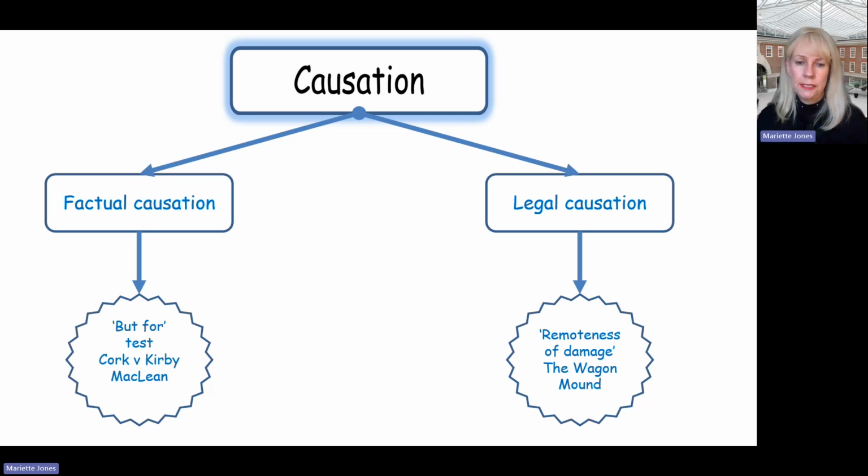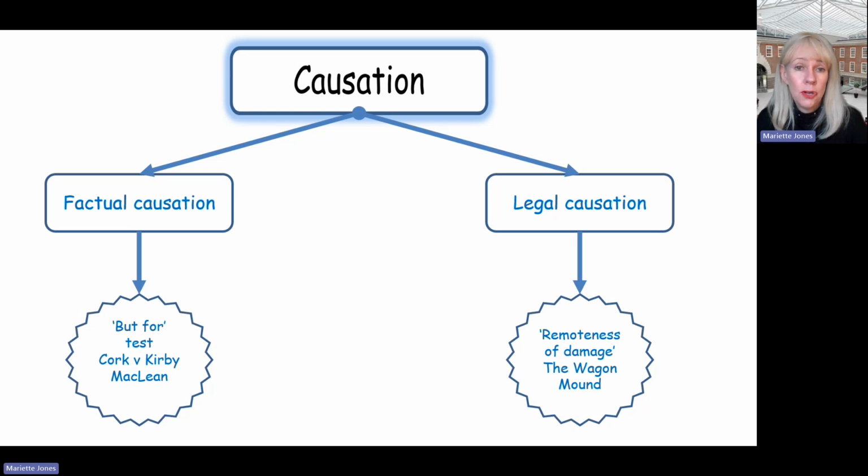Causation is measured in two ways. First, factual causation or causation in fact. Here, the question is whether the defendant's breach was the actual factual cause of the claimant's loss, or whether it was caused by something else. We use the so-called but-for test formulated by Lord Denning in Cork versus Kirby McLean. Lord Denning said, if the damage would not have happened but for the particular fault, then that fault is the cause of the damage. If it would have happened just the same, fault or no fault, the fault is not the cause of the damage.